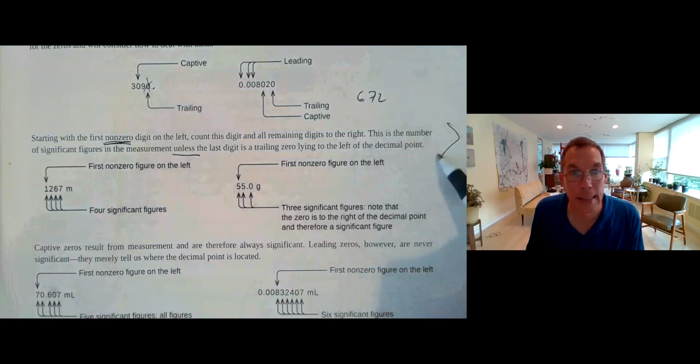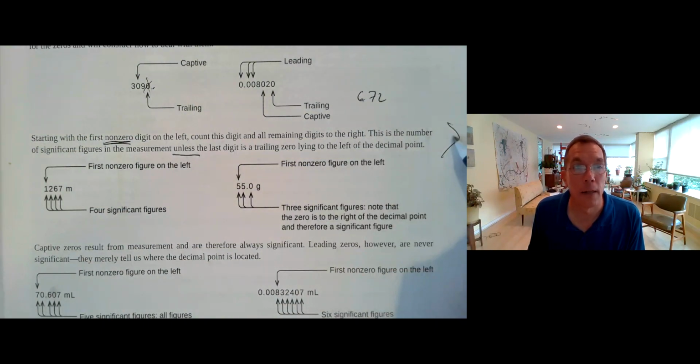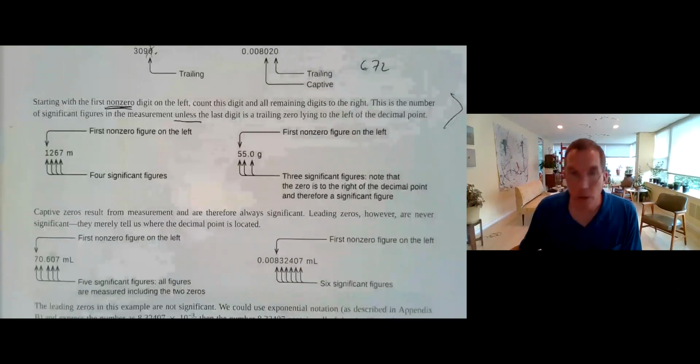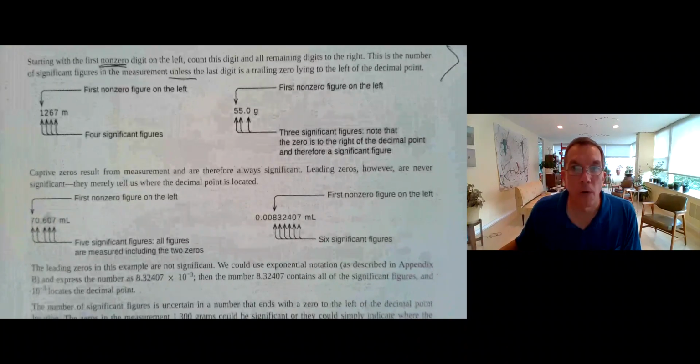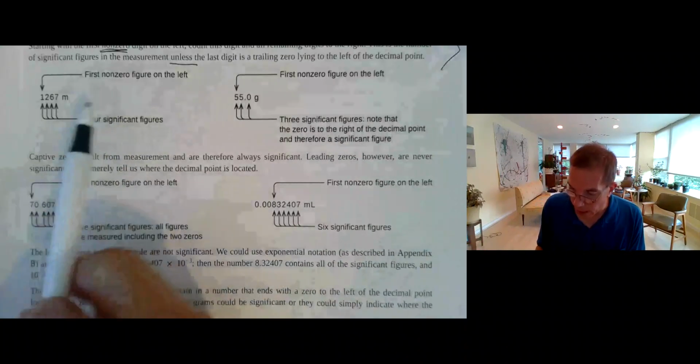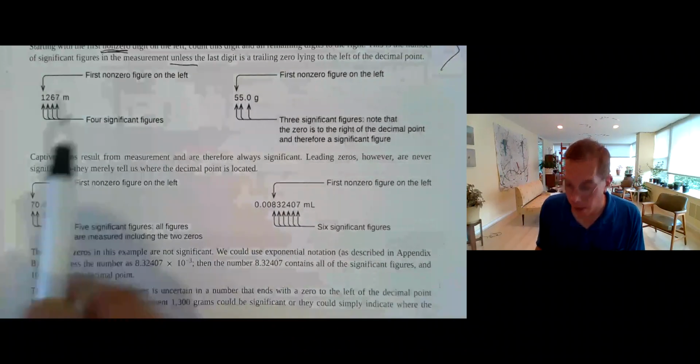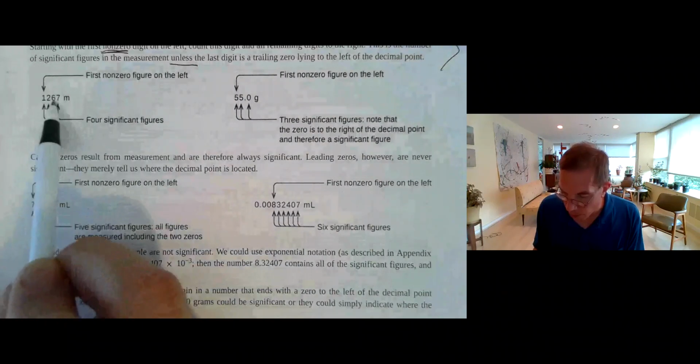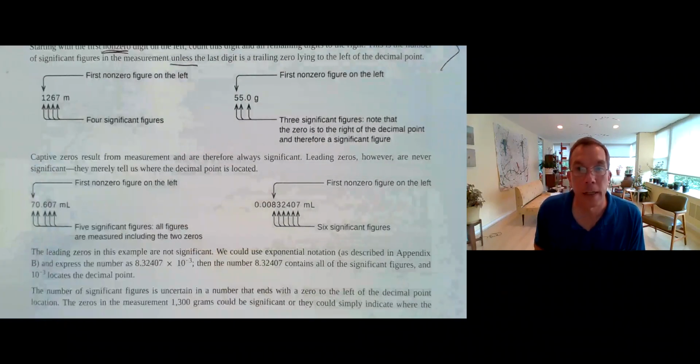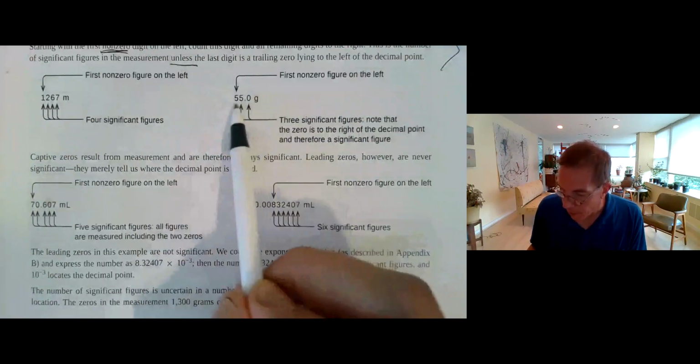All of that is packed into that sentence. And it requires effort to unpack all of that. So then notice what the textbook authors do. They go on and they illustrate exactly what they just said. First non-zero figure on the left, and then they say 1, 2, 3, 4. So this has 4 significant figures.